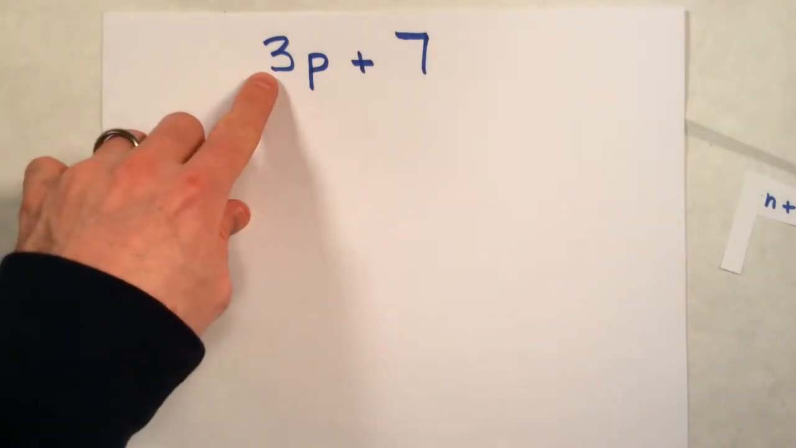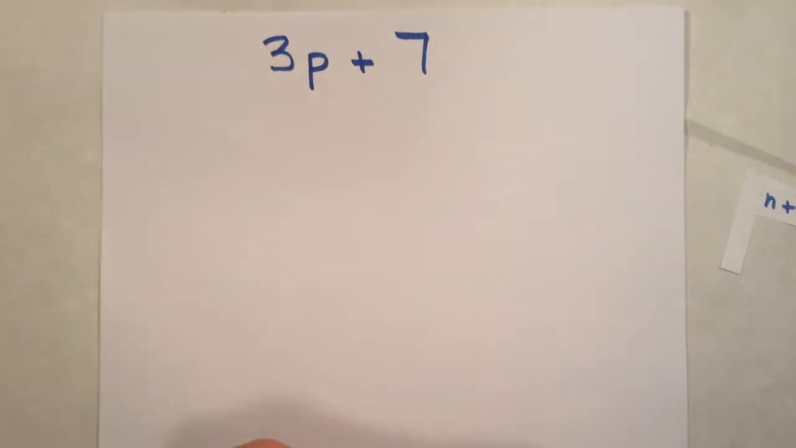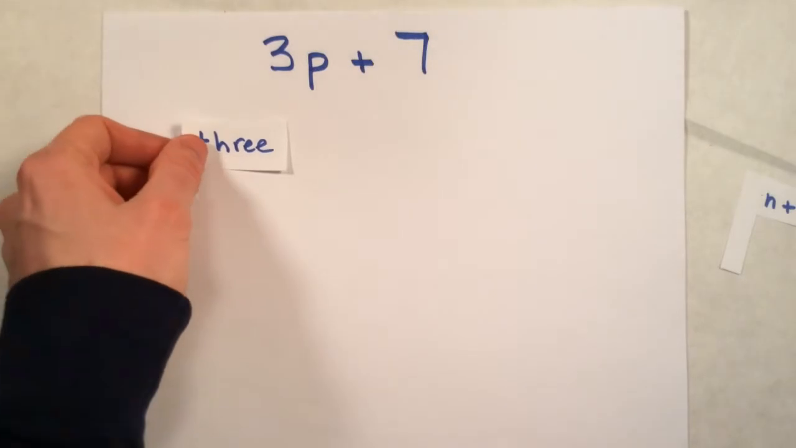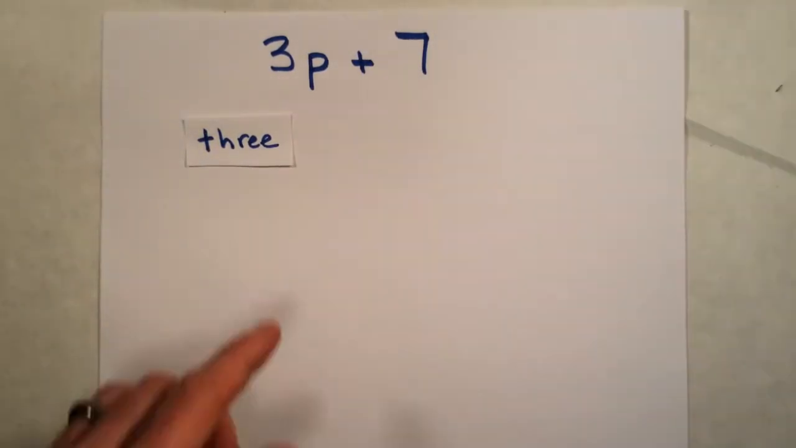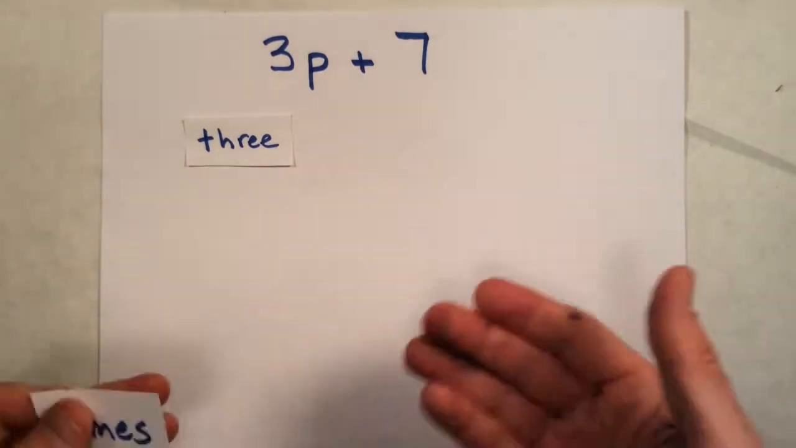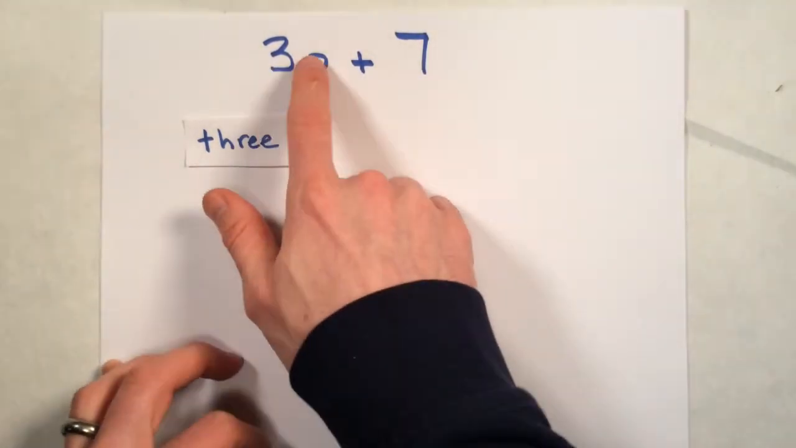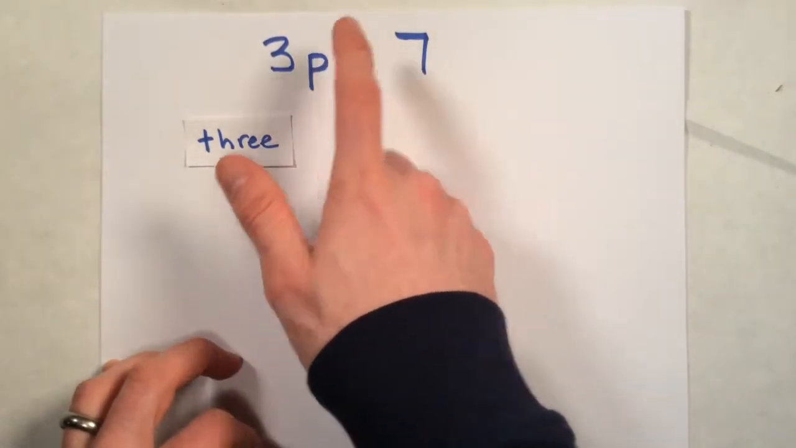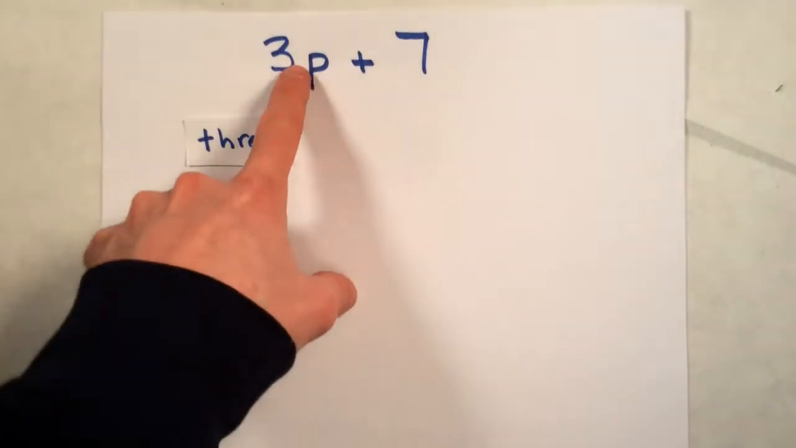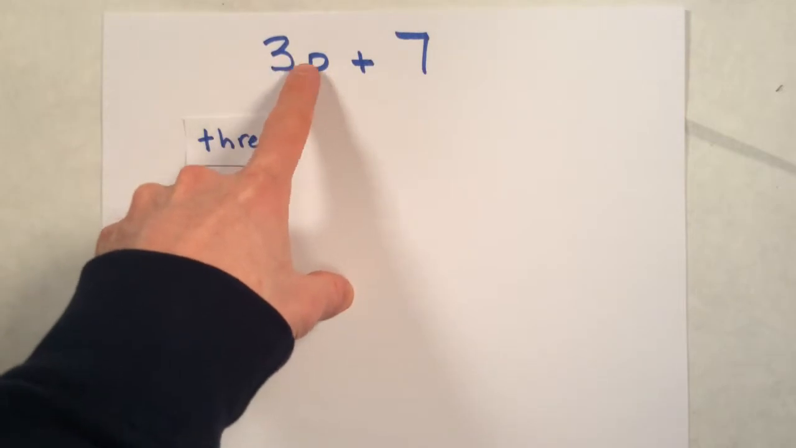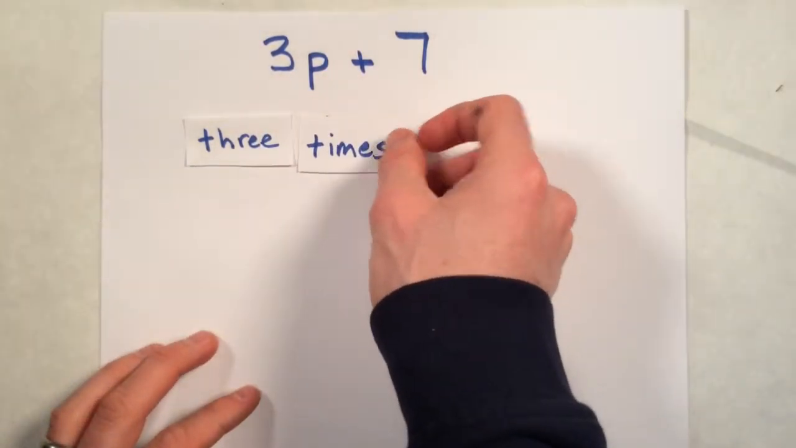So for instance, this first symbol is the digit 3. We simply use the word 3 to represent that. Now the next mathematical symbol is sort of hidden, but you know that. In between the 3 and the P is a times sign. It's invisible, but it's there. So we simply use the word times to represent the space between the 3 and the P.